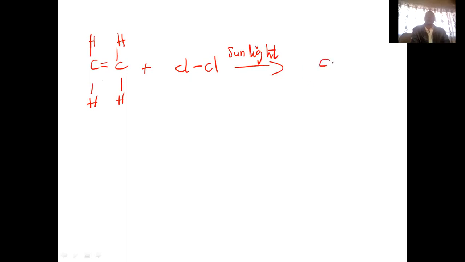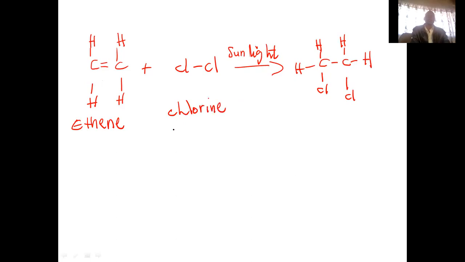So what you produce now, these bonds are going to break. You are going to produce their hydrogen, their hydrogen, their hydrogen, and here chlorine, and here chlorine, and their hydrogen, because there are 4 atoms of hydrogen. And so you have ethene reacting with the chlorine. Chlorine actually is yellow.